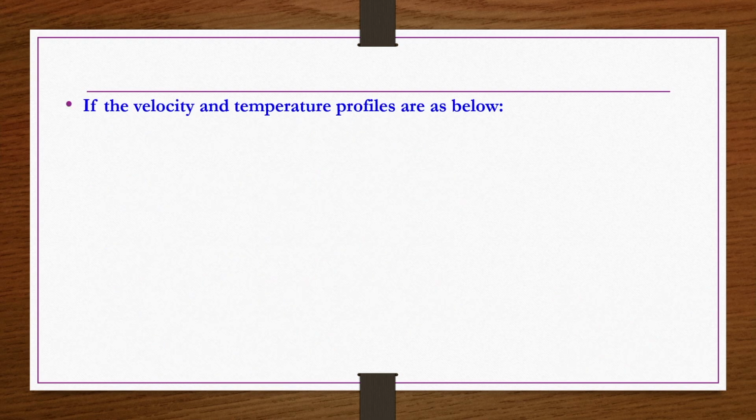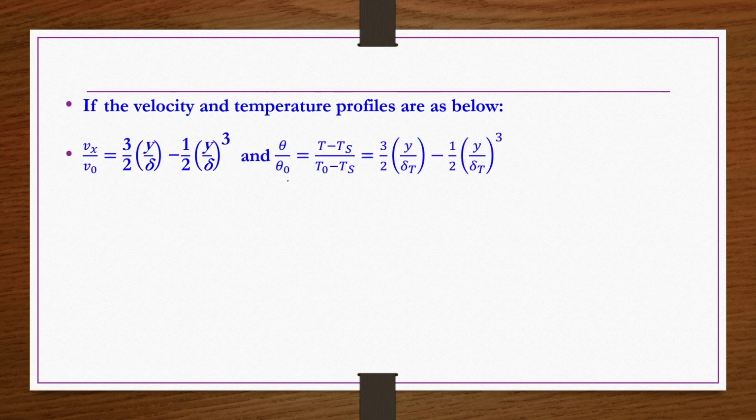So, if the velocity and temperature profiles are taken differently, the temperature profile we are keeping the same as whatever we derived in today's lecture, but the velocity profile we are taking a different one. In the derivation until now, Vx by V naught is a different expression. So now I am changing only the velocity profile, but the temperature profile I am keeping the same.